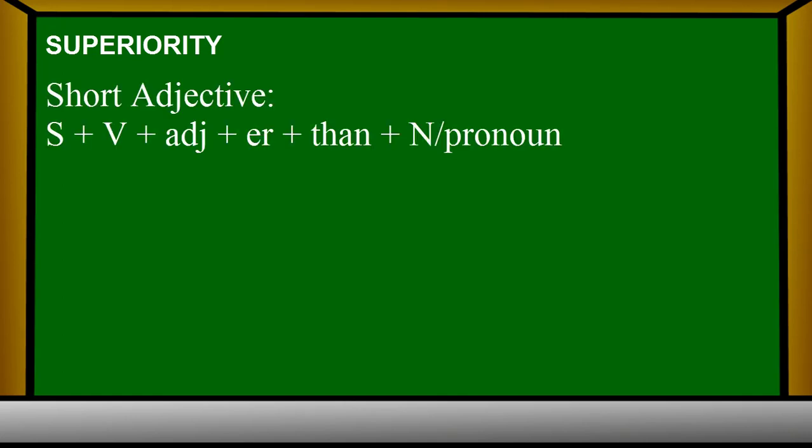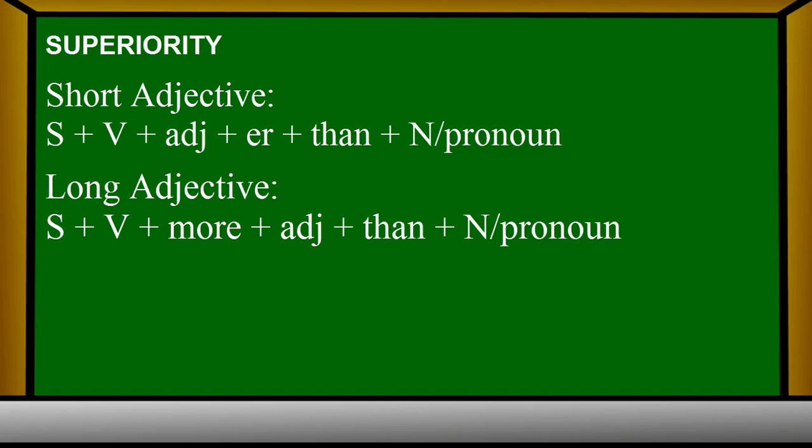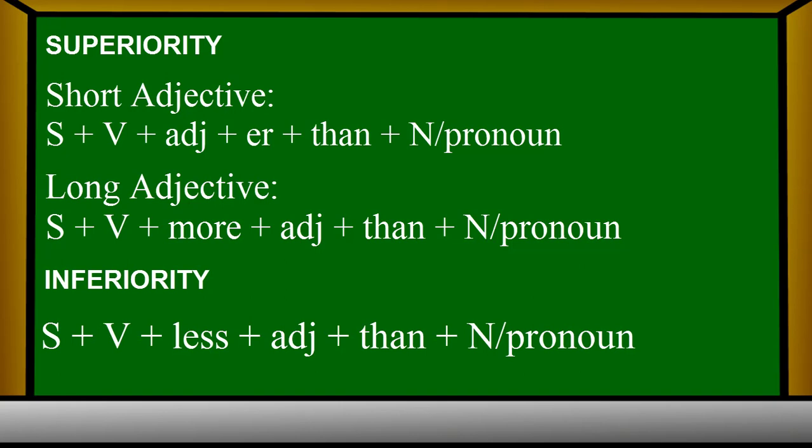For the superiority, in case of short adjectives: subject, verb, adjective plus er, than, noun or pronoun. In case of long adjectives: subject, verb, more, adjective, than, noun, pronoun. For the inferiority: subject, verb, less, adjective, than, noun, pronoun. Make examples by yourself after looking at these.